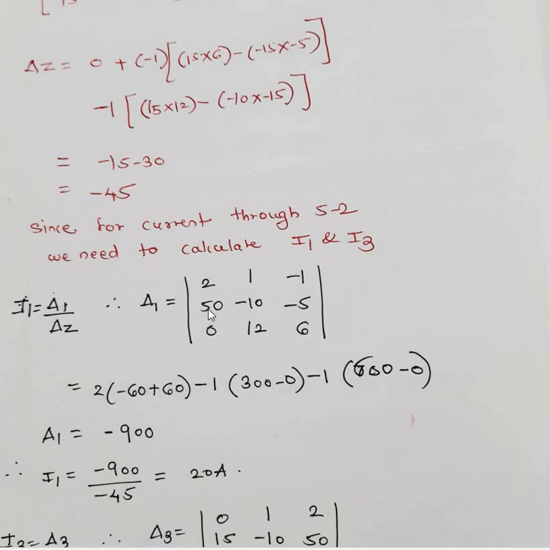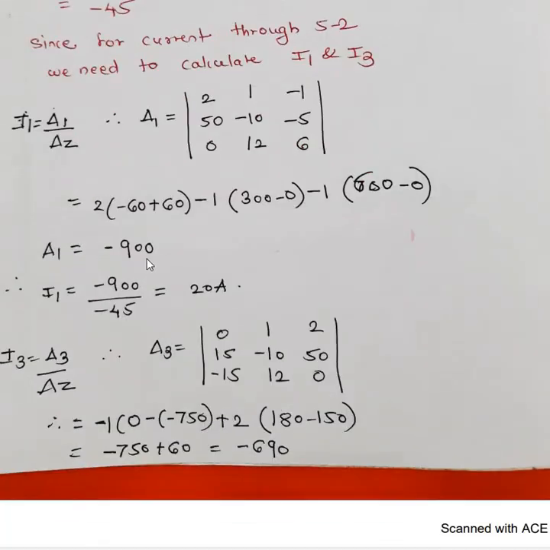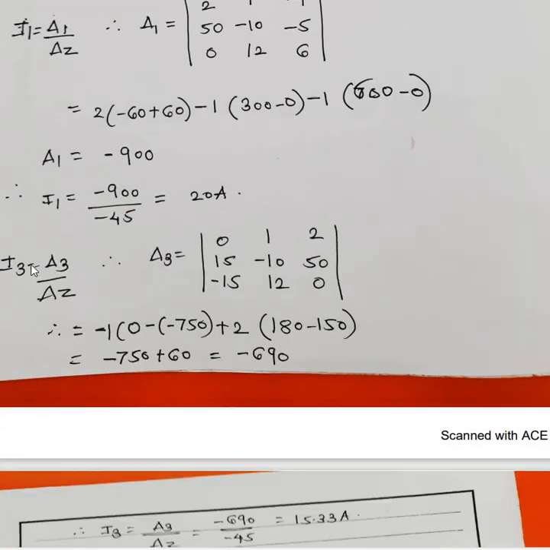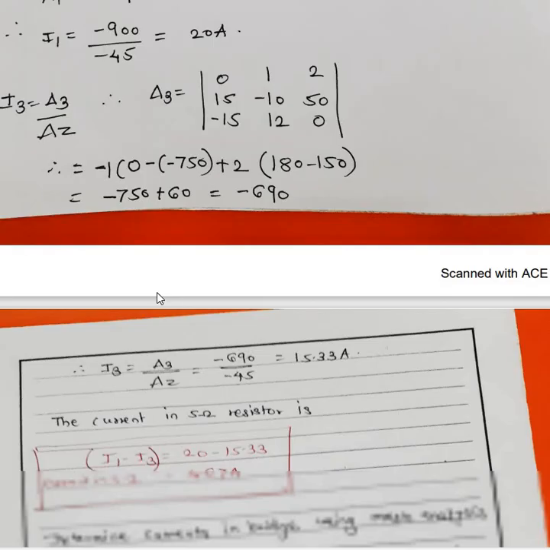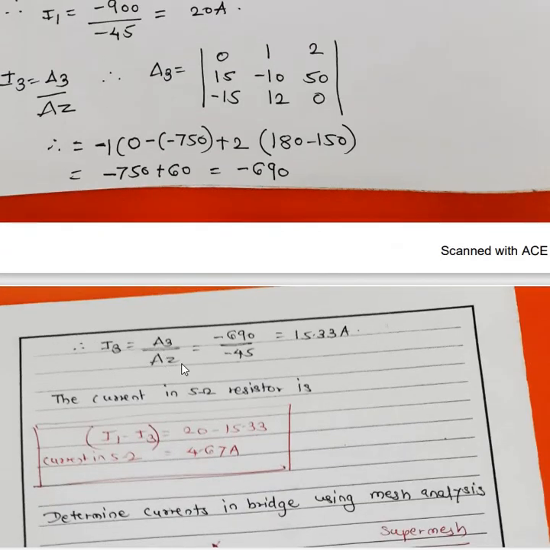Second term will be minus 1 into bracket 50 into 6 minus 0 into minus 5. So 300 minus 0. Third term no sign change, minus 1 into bracket 50 into 12 minus 0 into minus 10, it is 600 minus 0. So it is coming out to be 900. So minus 900 divided by minus 45, that is delta 1 divided by delta, it is coming out to be 20 ampere. In the same fashion for I3, you can calculate delta 3, and then delta 3 divided by delta will give you 15.33 as the I3 current, and therefore the current through the 5 ohm resistor is I1 minus I3 is equal to 20 minus 15.33, that is 4.67 ampere.